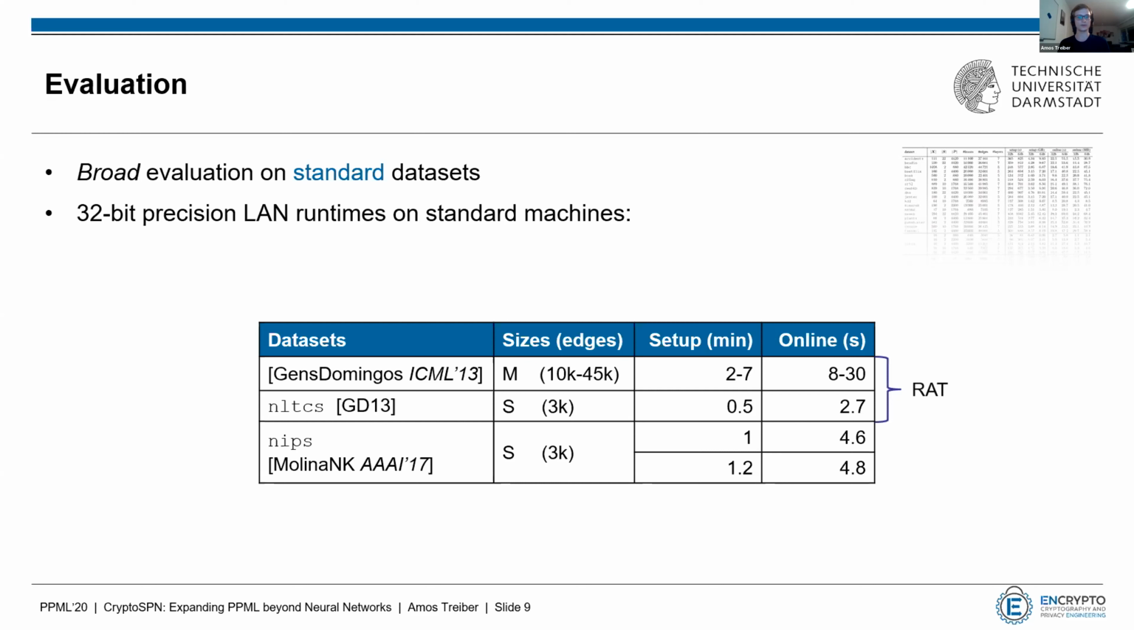We also took a look at a small SPN trained for the NIPS dataset and wanted to investigate the impact of this operator selection network. And there, if you compare the runtimes of a regular SPN evaluation and one using a private function network, you can see that the overhead is just minimal.